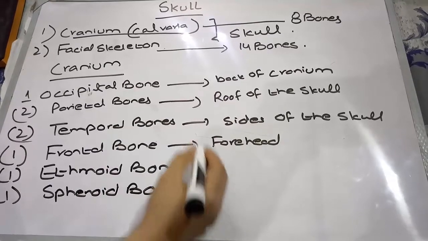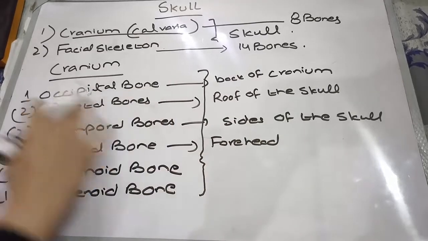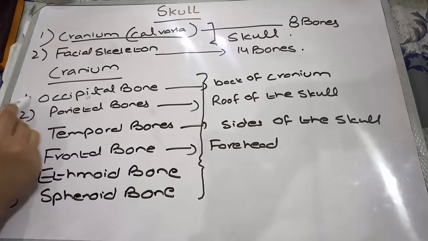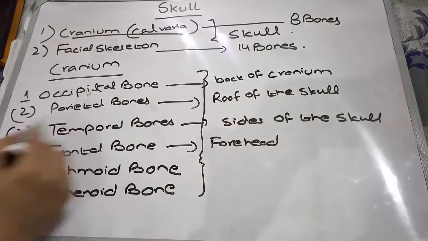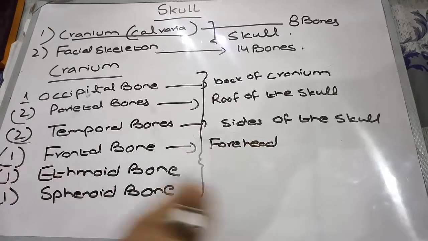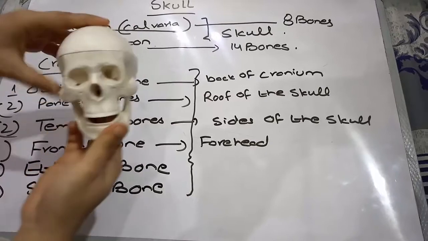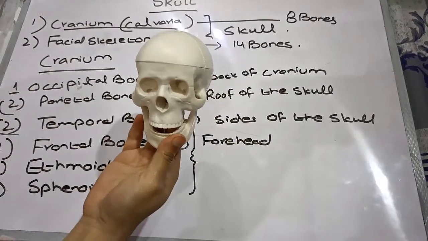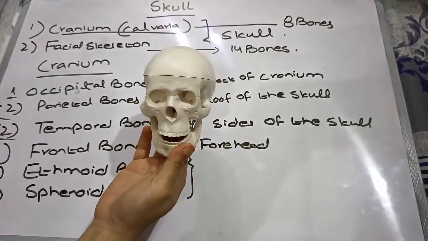So collectively we have 8 bones which form the skull. It has one occipital bone which lies at the back, two parietal bones which form the roof, two temporal bones which form the sides of the skull, one frontal, one ethmoidal and one sphenoidal bone. This is the model of the skull. Now we will discuss these bones according to this model.